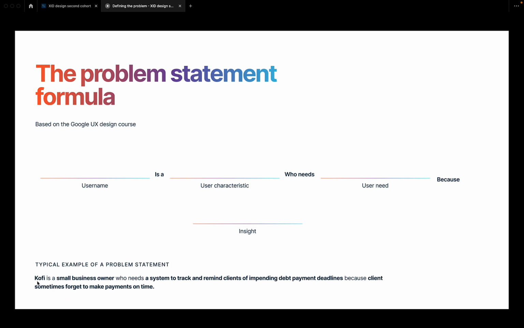So first of all, it has made it human by talking about the particular user. That's what makes a good problem statement. It has made it human-centric, where it's talking about Kofi and his business. Then it is broad enough. It's a system to track and remind clients of impending debt deadlines. That is his problem. That is the need that the user has. So we talk about a system to keep track and remind clients of the impending deadlines.